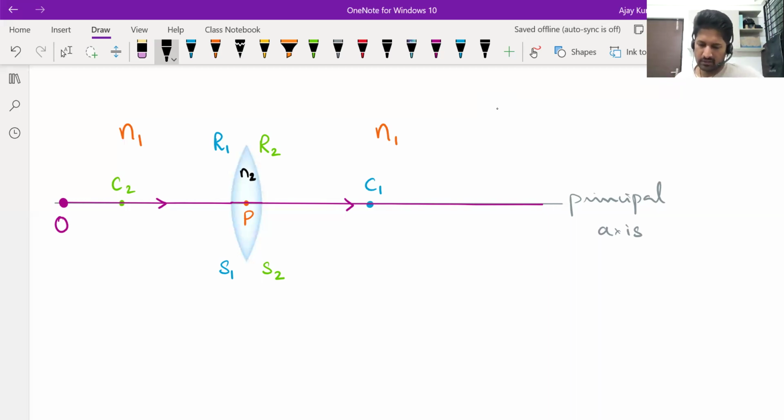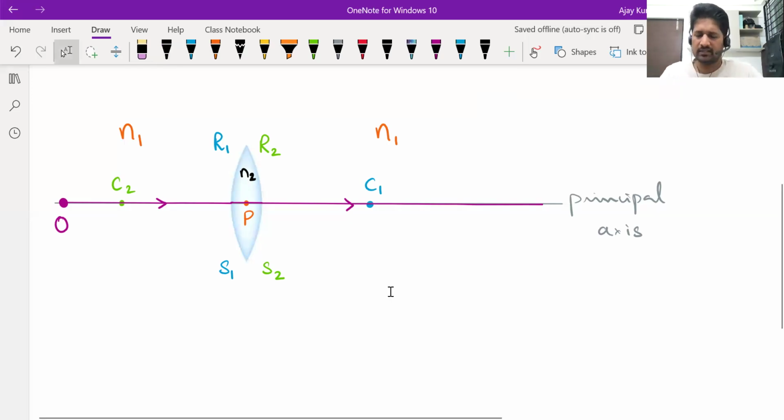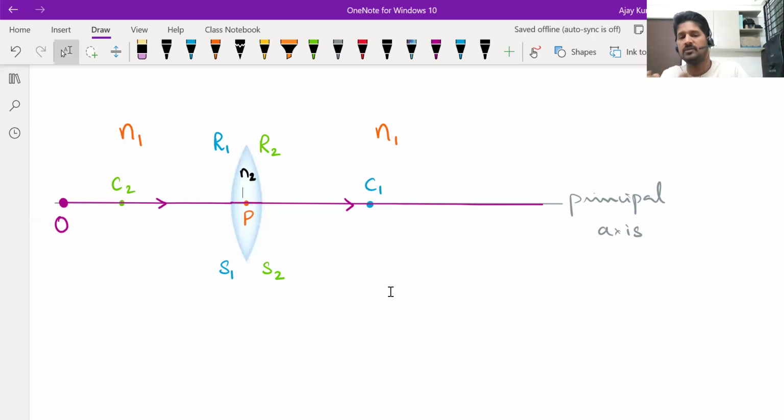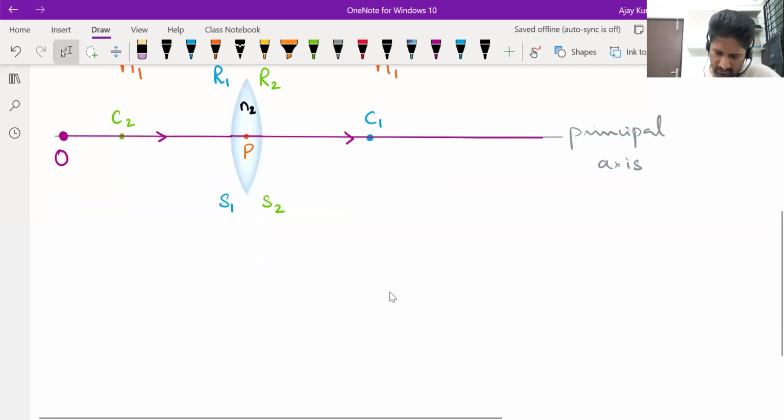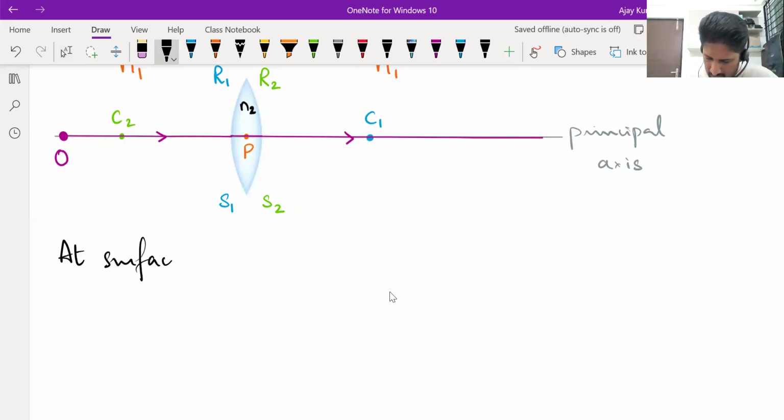Okay. So we discussed this idea in the last class. When light undergoes multiple reflections or refractions, the image formed by the first reflection or refraction behaves as an object for the second one. We are going to use that idea here. So let's say light strikes the first surface, then at surface S1, light enters from outside the lens into the lens.